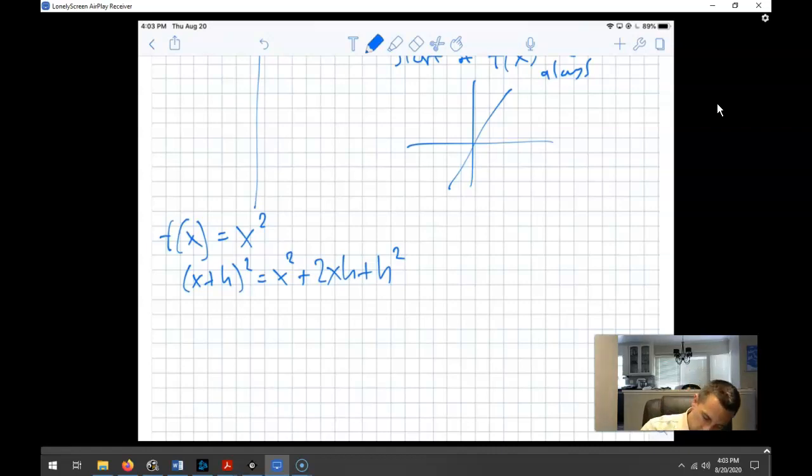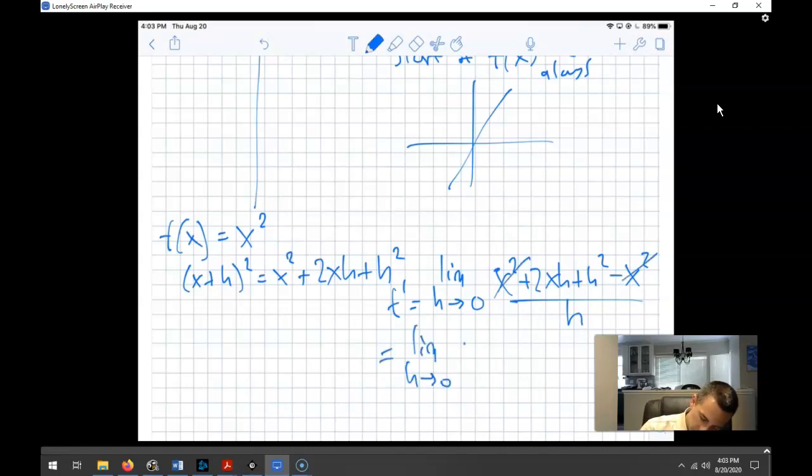if we plug into this formula, we have the limit as h goes to 0. So this is my f prime. The limit as h goes to 0 of x squared plus 2xh plus h squared minus x squared all over h. Okay, so the x squareds cancel. So this becomes the limit as h goes to 0 of h parentheses 2x plus h. I just factored out an h from those two terms right there.